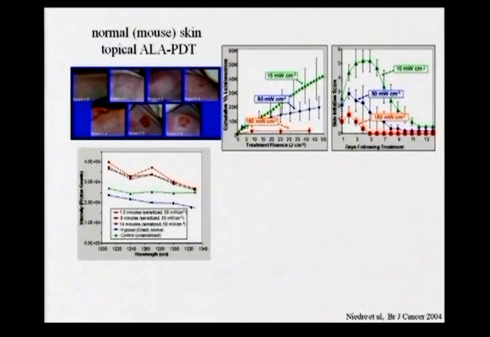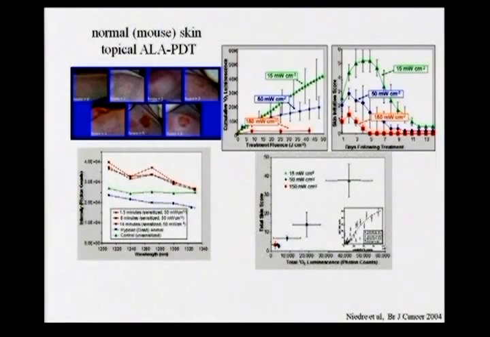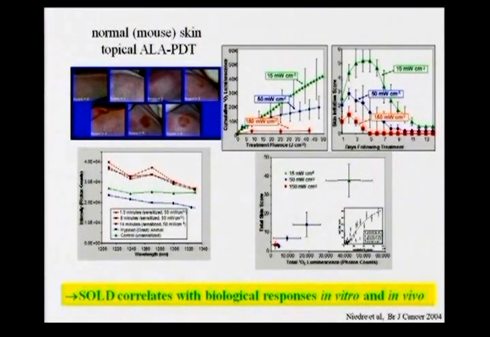So what happens if we plot the response versus singlet oxygen, and we get a nice curve. So this tells you that it really is the singlet oxygen that's producing this biological effect. So if you had a way to measure the singlet oxygen in a different patient, from patient to patient, you could actually adjust the light in order to give the right treatment. So this singlet oxygen luminescence dosimetry correlates with the biological response in cells and in vivo.